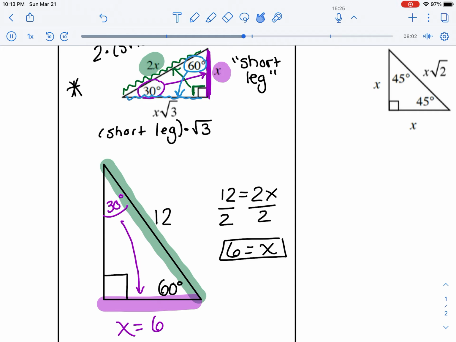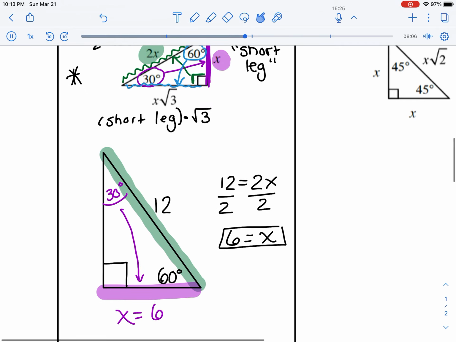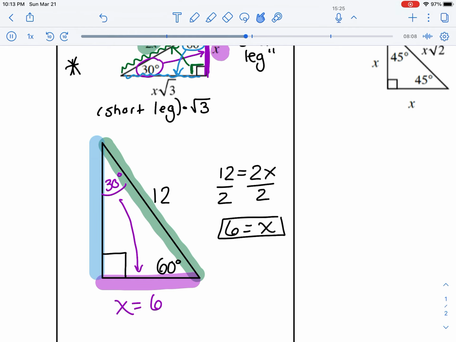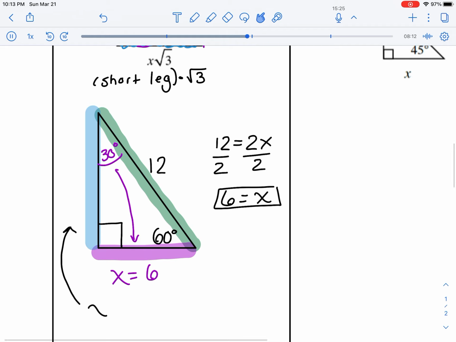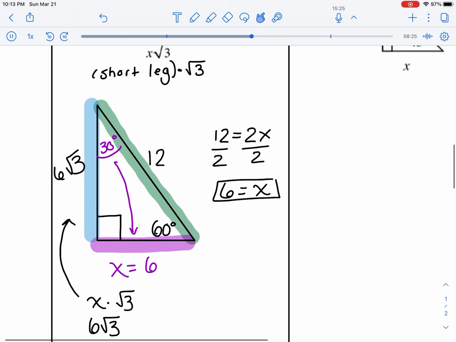But then there's the question, well, how do I find my long leg? Well, I know that that long leg is equal to x times the square root of 3, which in our case is 6 root 3. And there you have it, 30, 60, 90 special right triangles.